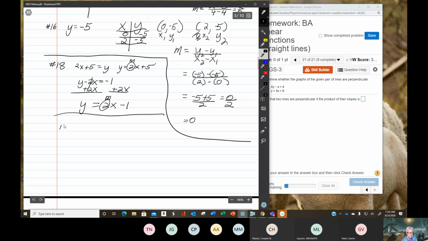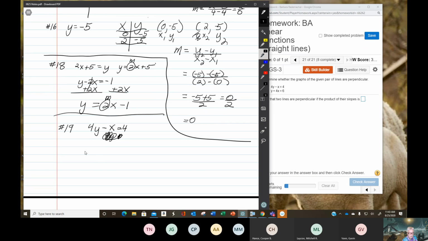Number 19. Here we've got two lines. 4y minus x equals 4. So what would that be? That would be 4y plus x. No, it wouldn't. That's what I get for doing it fast. So excited. Huh. No, better to do it this way.